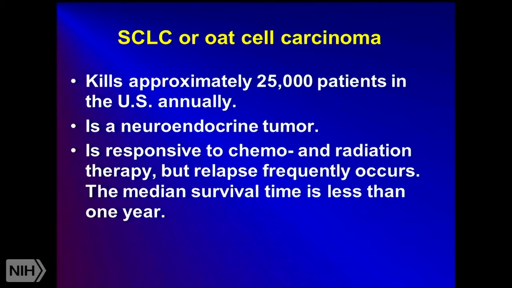Traditionally, it's treated with chemo and radiation therapy, but then relapse frequently occurs. And we mentioned before that in cancer, there are clones of cancer cells. Initially, the first clone may be responsive to chemotherapy. But as that clone is killed, a second clone may grow out, and it may be resistant to chemotherapy. And then that can lead to death of the patient. In any event, small cell lung cancer is very deadly. The median survival time is less than a year.